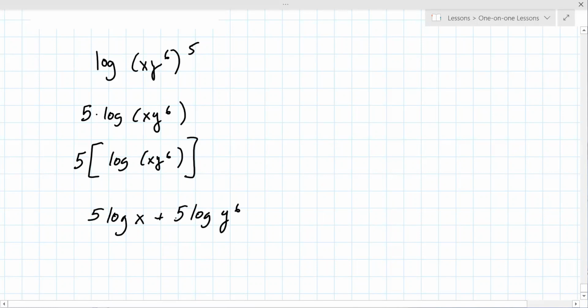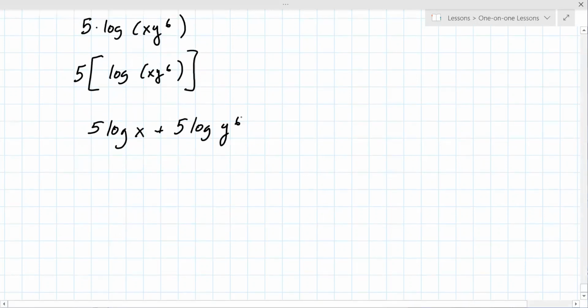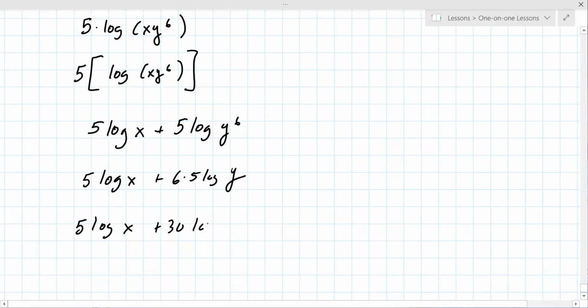Okay. And that's an easy thing to not see. The last step here is to deal with the exponent, this 6. You bring it out in front, you multiply: 5 log x plus 6 times 5 log y. So it's 5 log x plus 30 log y. Perfect.